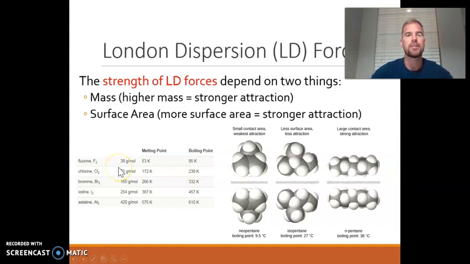Well, if we take a look at the masses, so all of these particles experience London dispersion, right? But fluorine only has a molar mass of about 38. Astatine is about 420. That's pretty massive. So we can see that's why astatine has a higher melting and boiling point, higher or stronger intermolecular forces, because its mass is larger. There's going to be more electron shift from one side to another. Okay, so that explains the mass one, but let's take a look at the picture on the right.